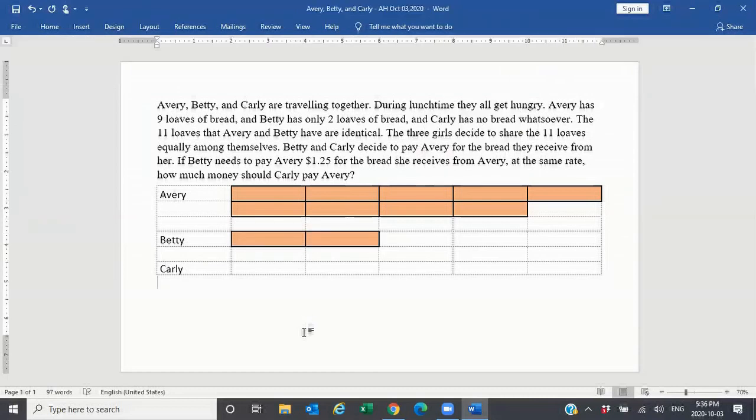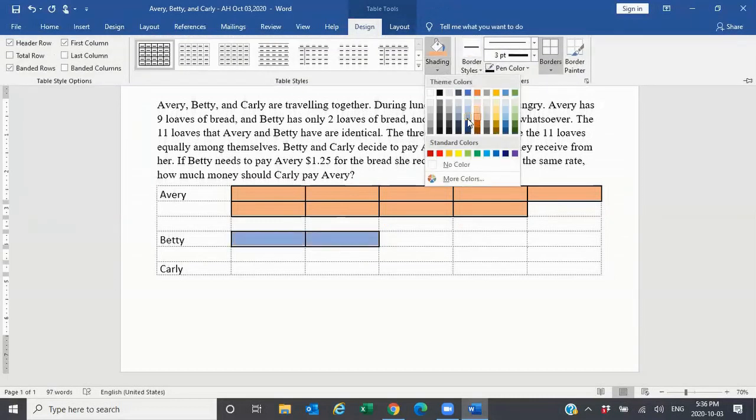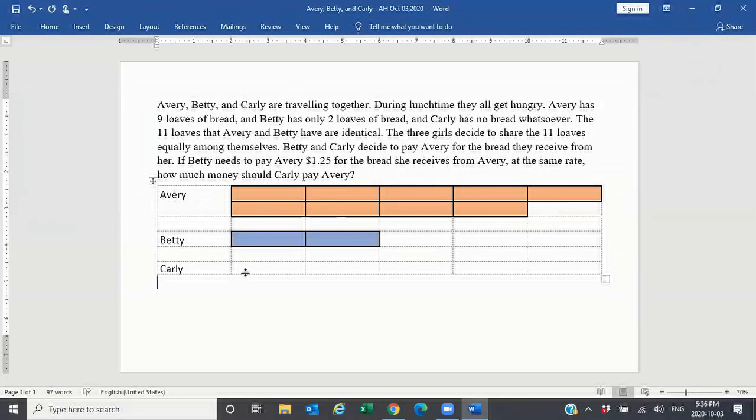Doesn't that look a lot better? Actually, I think I should make Betty's loaves a different color, so we could really see her 2 loaves of bread that she has, and Carly has no bread whatsoever. All right, so we could see that if we try to divide this bread evenly, we're not going to get a whole number.